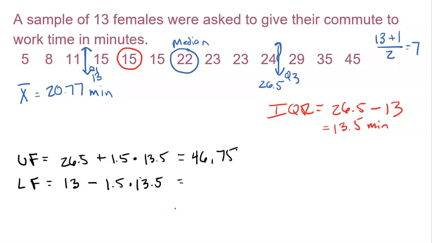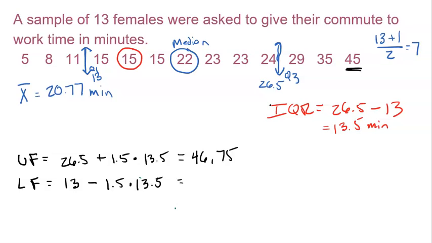Now, I'm going to look at my data. Are there any values bigger than that? And the answer is no. My max is 45, so there's no values bigger than that. So that means there's no upper outlier. So 45 may seem like a long time to get to work, but it's technically not an outlier.